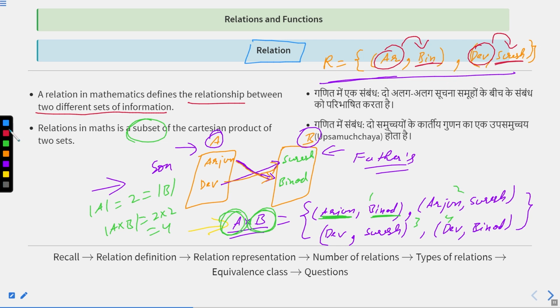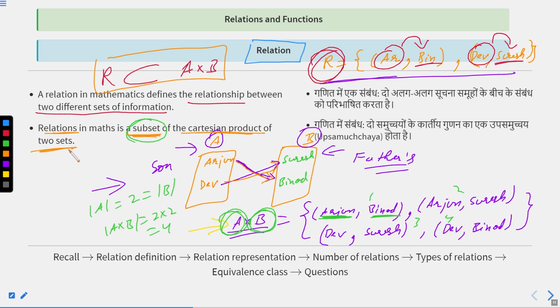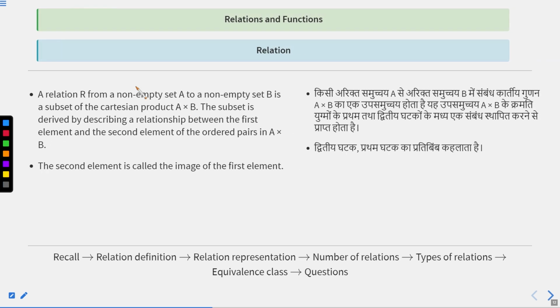Okay? So as you can see now, this relation R is a subset of A cross B. And it generally holds in maths that a relation is a subset of the Cartesian product of two sets. Okay, this generally will be true. I hope that it is clear to you now. Let us move to the next.